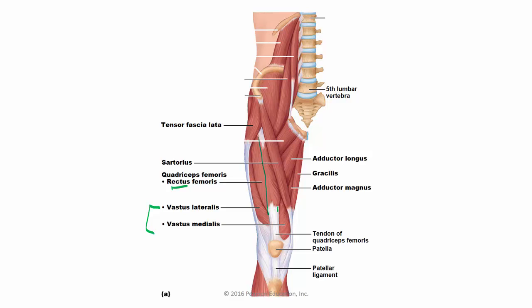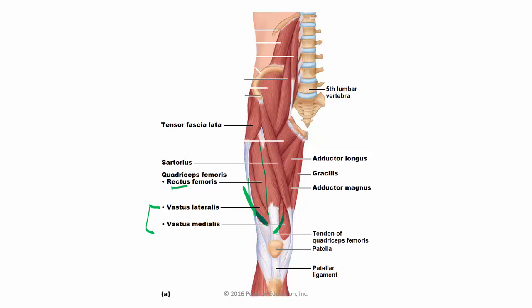The vastus lateralis is going to be the lateral muscle, and the vastus medialis is going to be the medial muscle. All right, what the rectus femoris does is flex the hip and extend the knee. If you're sitting down and you straighten your leg out, that's knee extension. Or if you're squatting down and stand up, that's knee extension. So flexion of the hip and extension of the knee.